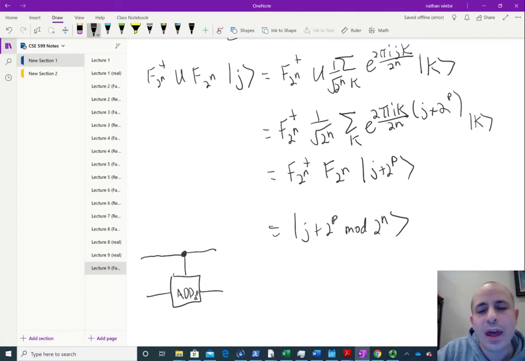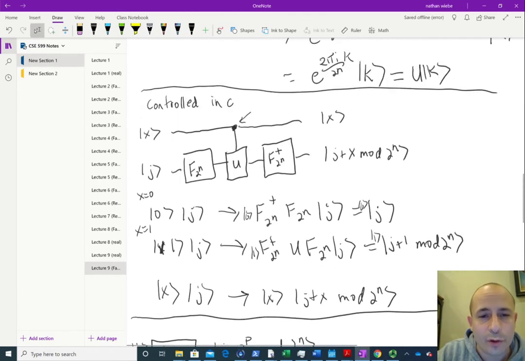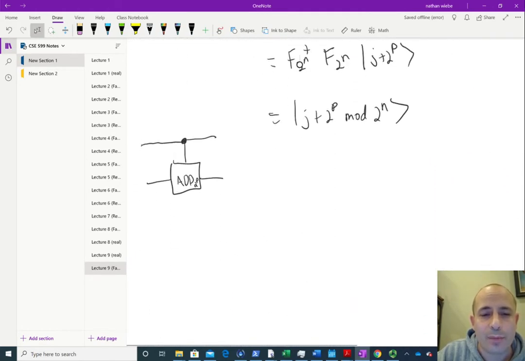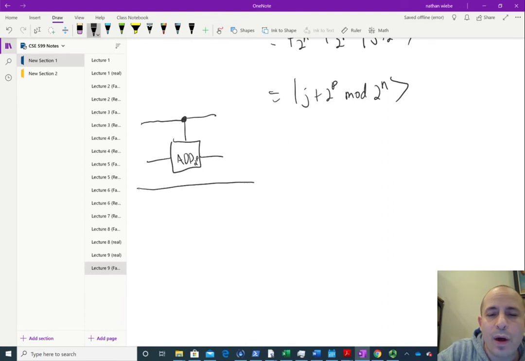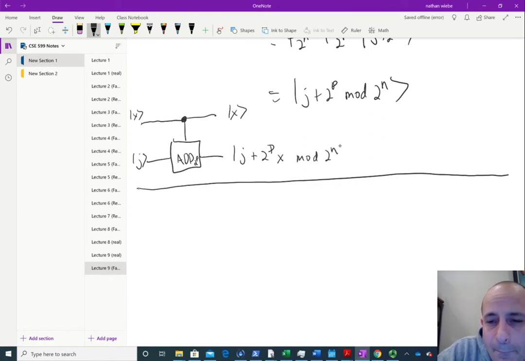Okay, now that we have this, we are actually almost all the way towards where we need to be in order to build an arbitrary adder circuit. The reason why is, again, if we have x, j over here, we end up mapping this to x, j plus 2 to the p x mod 2 to the n.